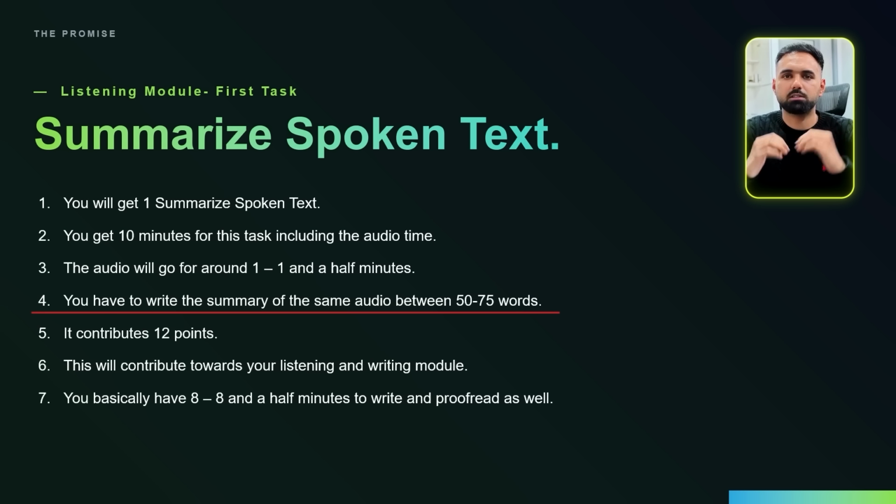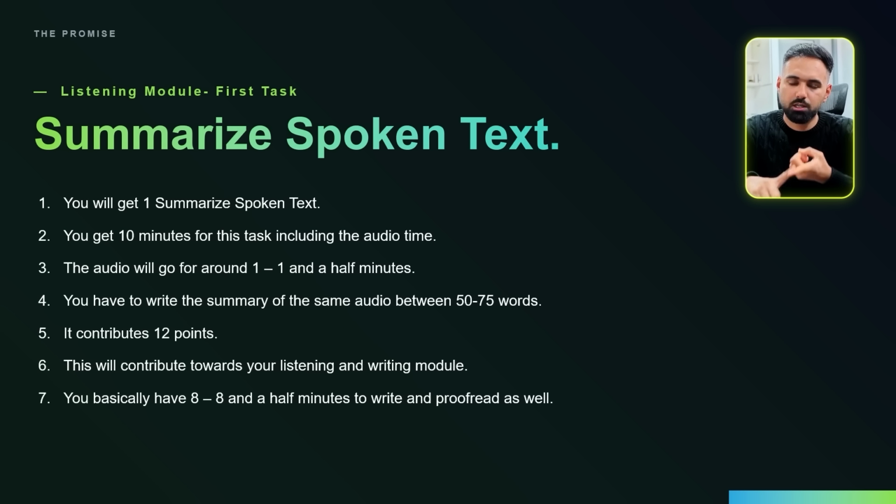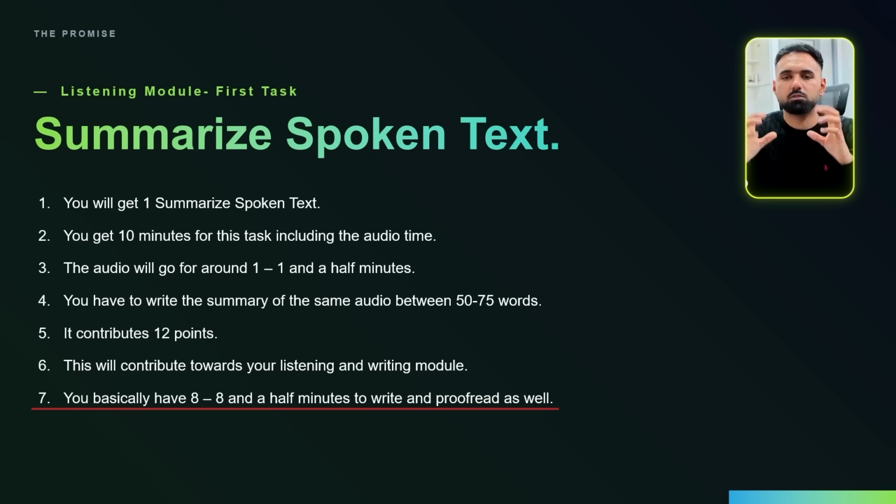After which you'll need to write a summary of the same audio or the lecture in your own words between 50 to 75 words. So you get 10 minutes, one summarize spoken text. Each summarized spoken text is 12 points, and this will contribute towards your listening and writing module. Then you have got 10 minutes, which includes the audio time. So you basically have 8.5 minutes to write your summary and proofread it as well.